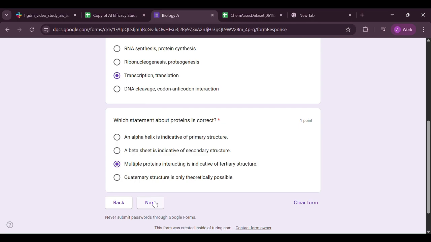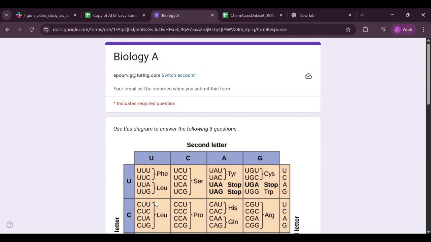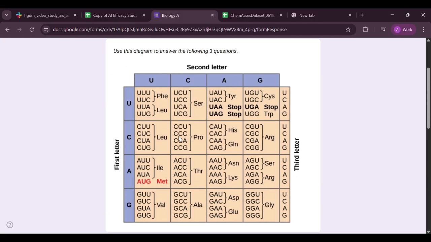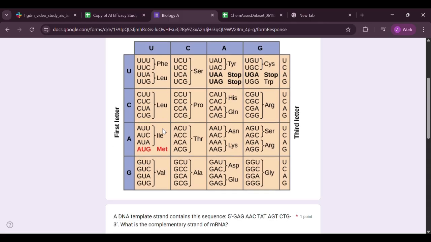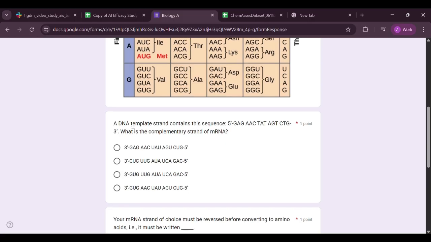So moving ahead, we can see there are these combinations, and here the first question is: a DNA template strand contains this sequence, 5-GAG, AAC, TAT, AGT, CTG, 3 dash. What is the complementary strand of mRNA?